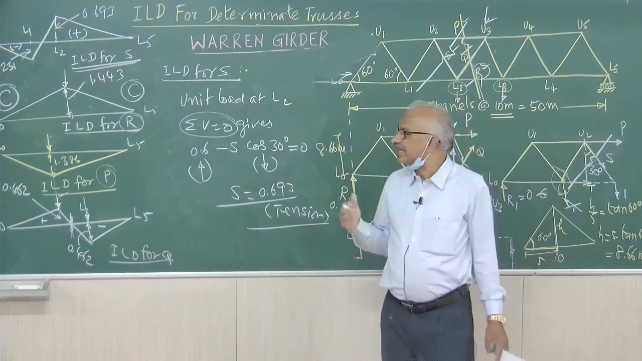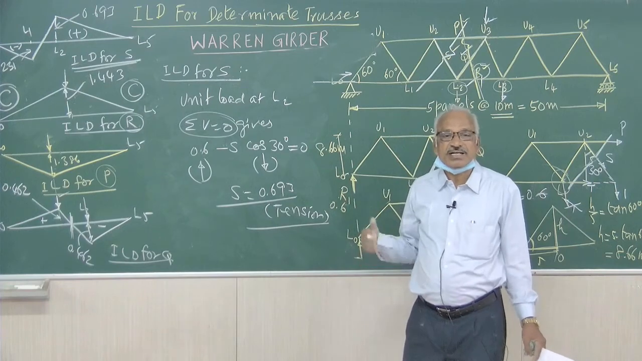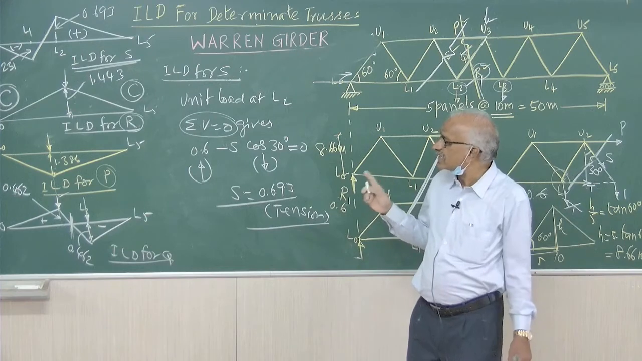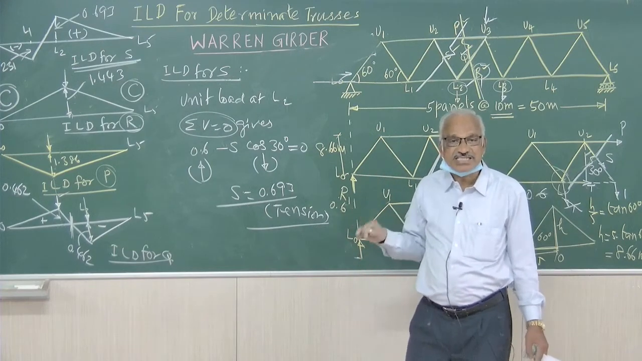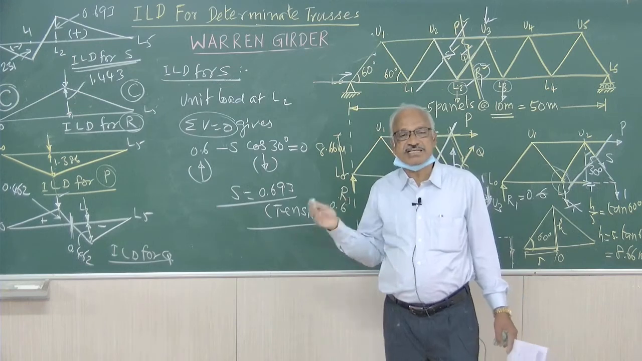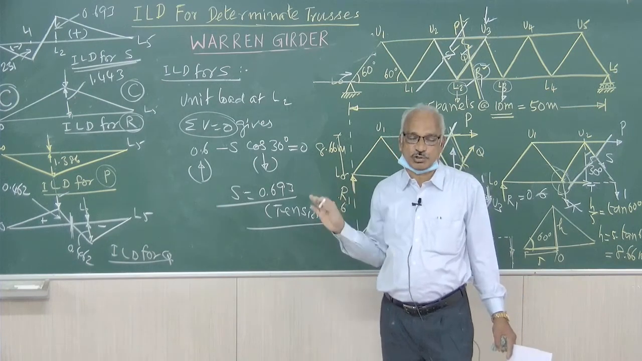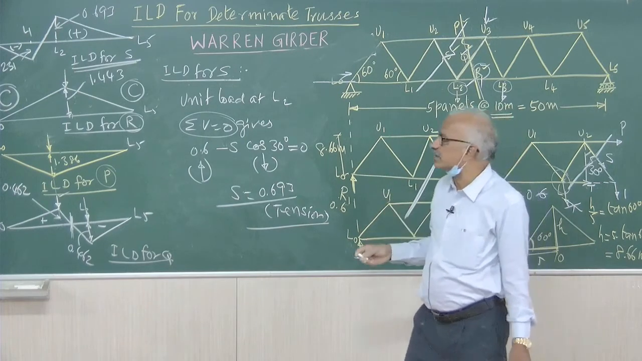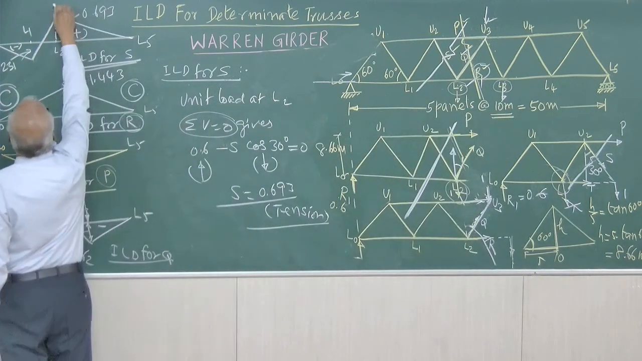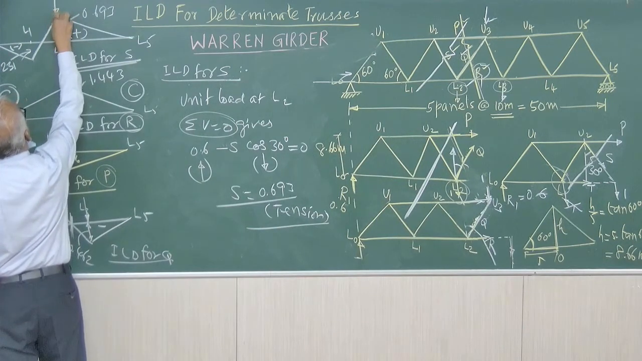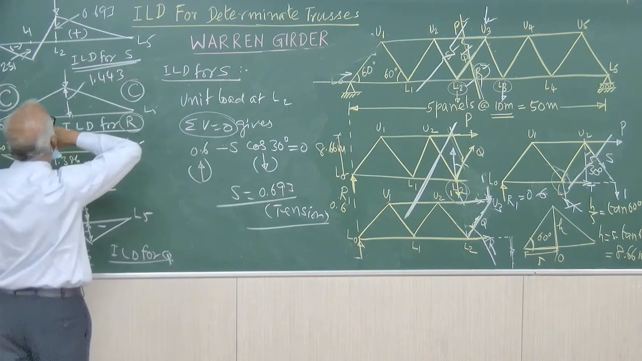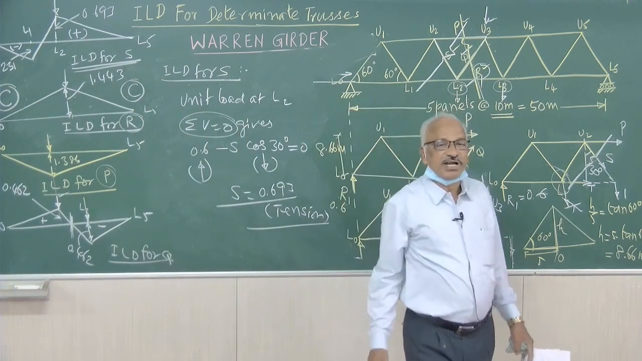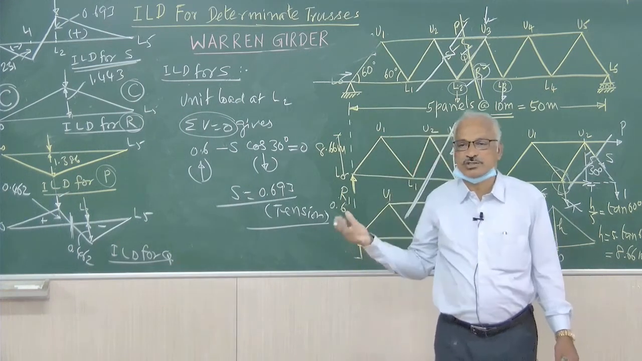When the member S is designed as a compression member, it has to be designed for a force of 23.1 kilonewton. When the member S is designed as a tension member, because it acts both as a tension member as well as a compression member depending upon the position of the load, the maximum tensile force is 100 into 0.693. When the 100 kN load occupies this section, it will be subjected to a maximum tensile force of 100 into 0.693, namely 69.3 kilonewton tensile force. So it has to be designed.